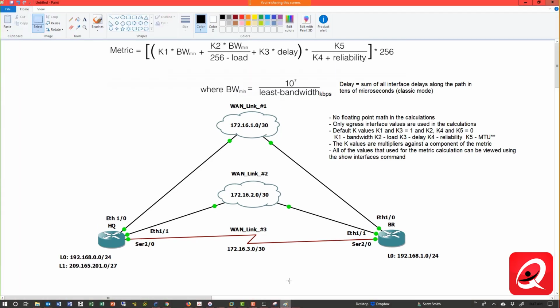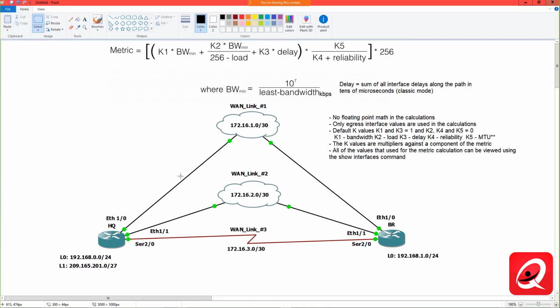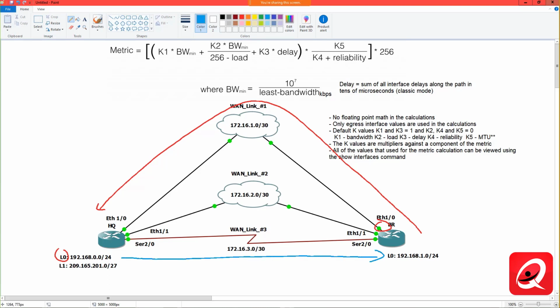Which means if I look at my topology diagram, on the egress side, if I'm going this way to get to that network, it's this interface here and this interface here that would affect that path metric. But if I want to send the traffic back this way, then it's going to be this interface and this interface. Because again, only the egress interface matters.